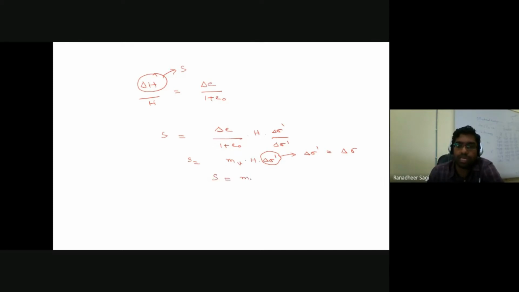So S is nothing but MV into H into delta sigma. This is one way by which you can try to calculate what is called your settlement in the soil. This is one approach by which I can calculate the total settlement, how much is the final settlement that your soil is expected to undergo.